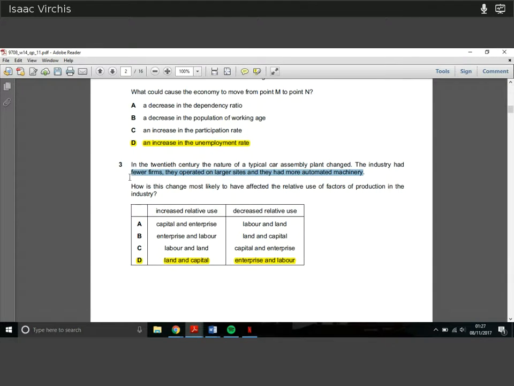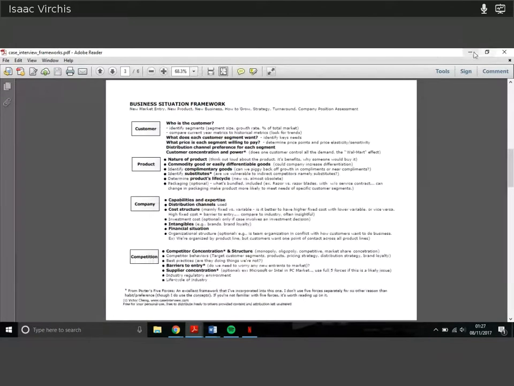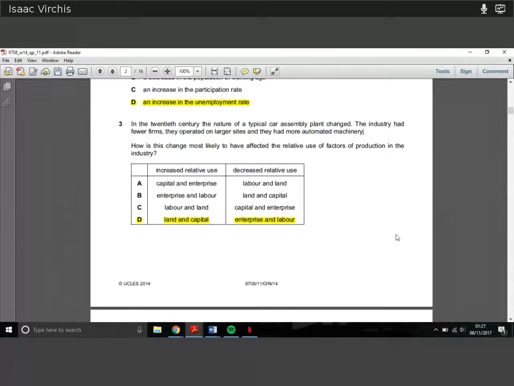However, there are fewer firms, so we assume there are going to be fewer businesses, fewer enterprises, and also less labor. They're going to employ fewer people, partly because of fewer firms in the industry, and also partly because they're using more automated machinery, which relies less on workers to operate. That's quite a simple answer to that question there.